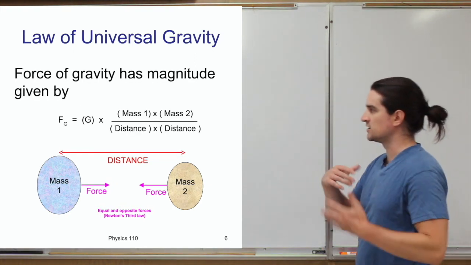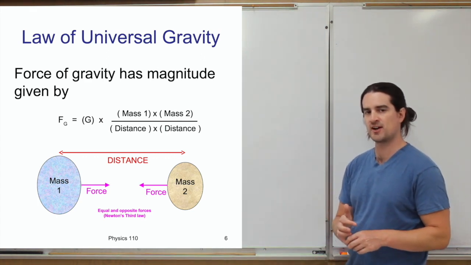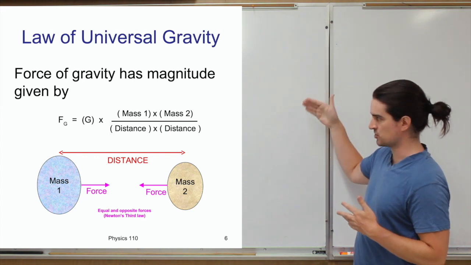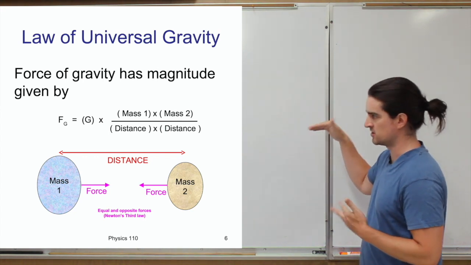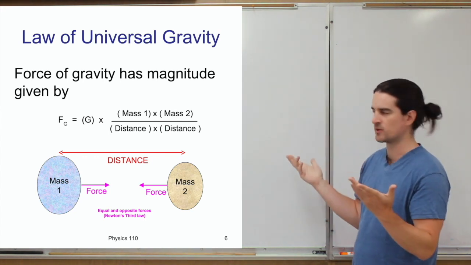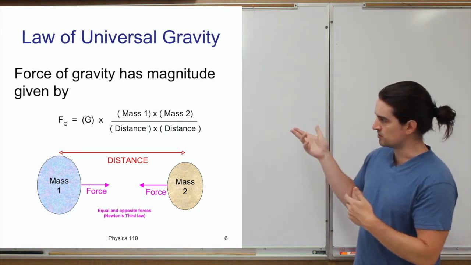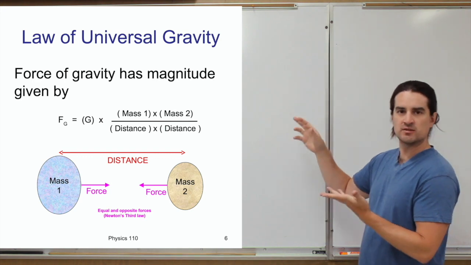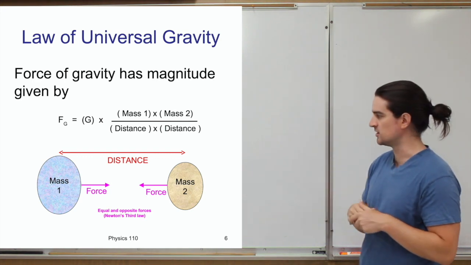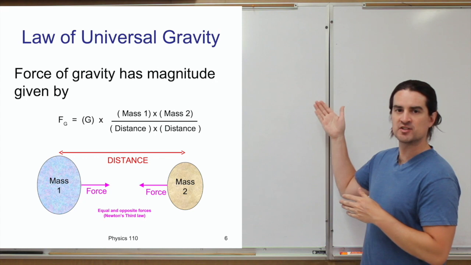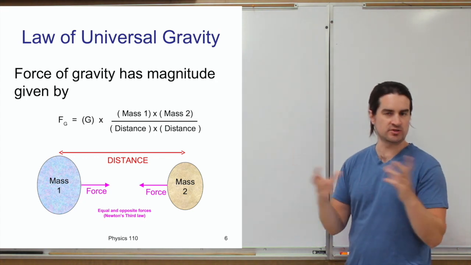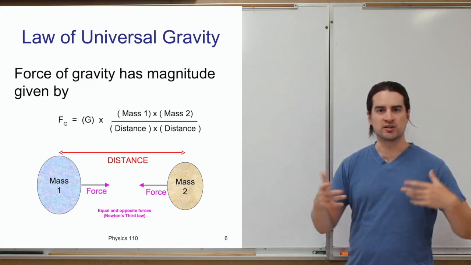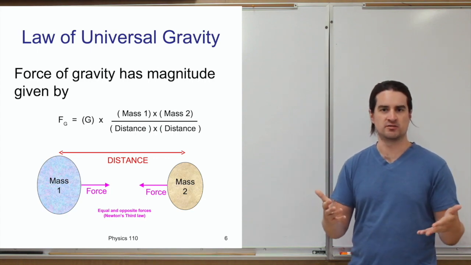Okay, so what's the exact formula for the force of gravity? Well, it turns out it's all those things. It's the first mass times the second mass divided by the distance times the distance, or the distance squared. And if you want to put it into an equation, we need this factor of G, this number G. Through experimentation, through figuring out what the force of gravity was between two objects, we could experimentally find out what the value of G is.